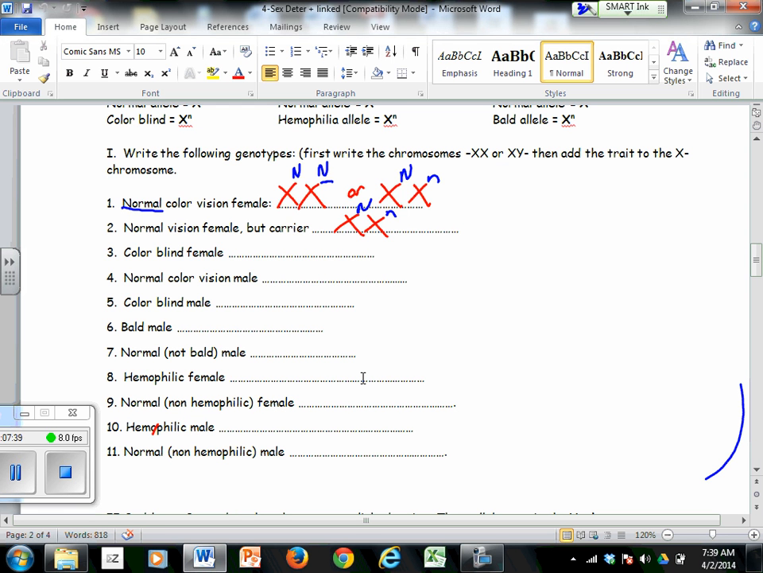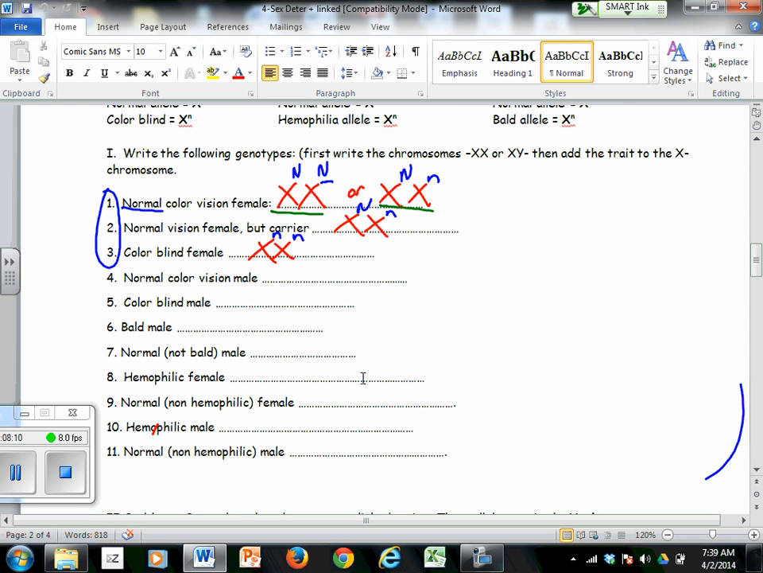But number 3, a colorblind female. So write your X's, you have a female, and now she's colorblind. So the only way for her to have this trait is for both her X's to have the lowercase n. It's the only way to have that recessive trait. So what you see here in questions 1, 2, and 3 is that for females, there are 3 different possibilities. A female can be homozygous and normal.